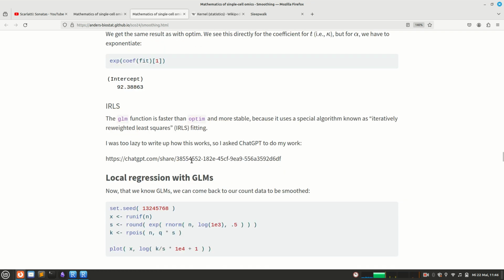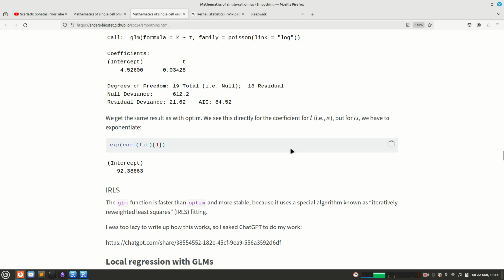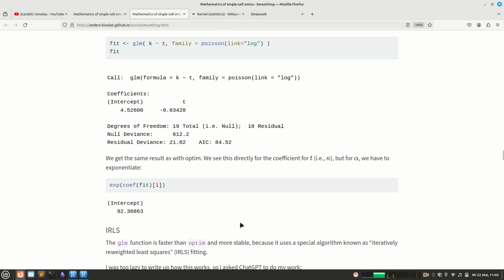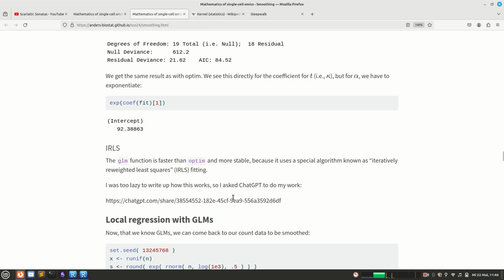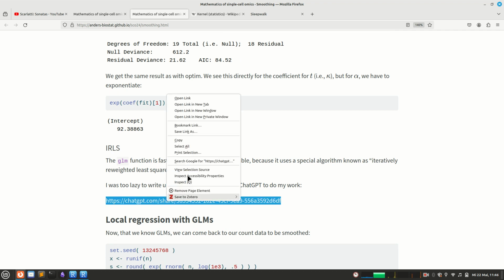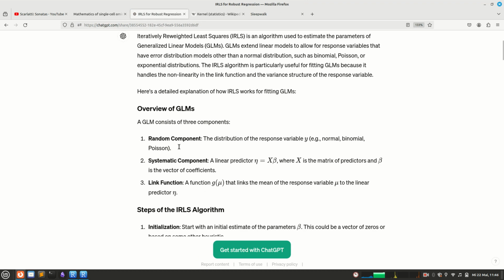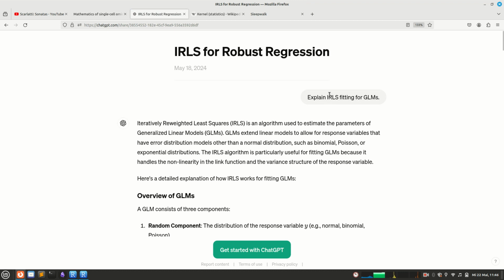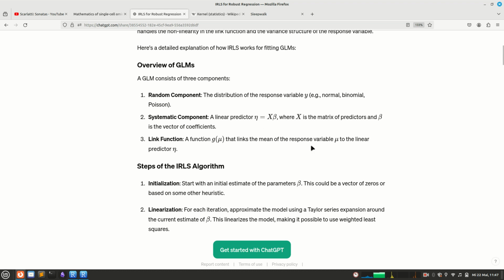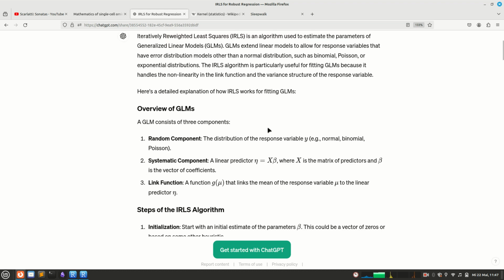It uses something called iteratively reweighted least squares, where, oh yes, right, I was too lazy to write up how this works. So what I then did was I asked ChatGPT, please explain IRLS fitting for GLMs. And here, as you can see, it made me a nice little explanation of what I've just told.